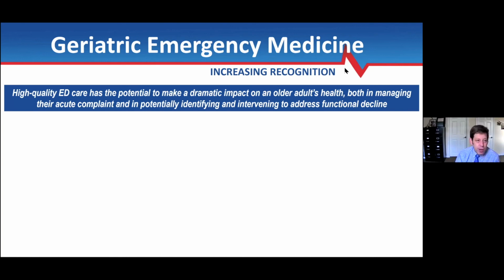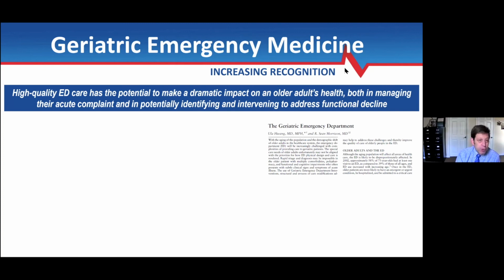In the last 10 to 15 years, there's been increasing recognition that quality ED care has the potential to make a dramatic impact on an older adult's health, both in managing their acute complaint and in potentially identifying and intervening to address functional decline. A friend and mentor of mine, Eula Wong, who many of you may know, she's now at Yale, published this paper in 2010 describing the geriatric emergency department.